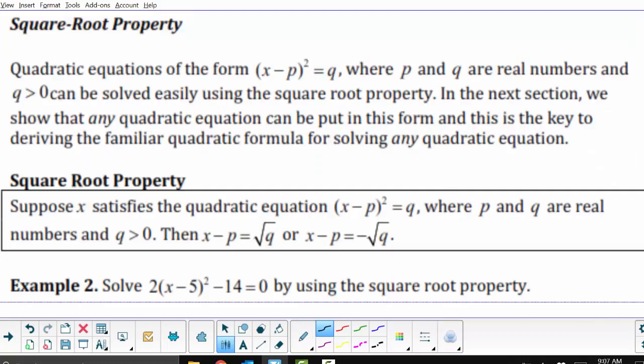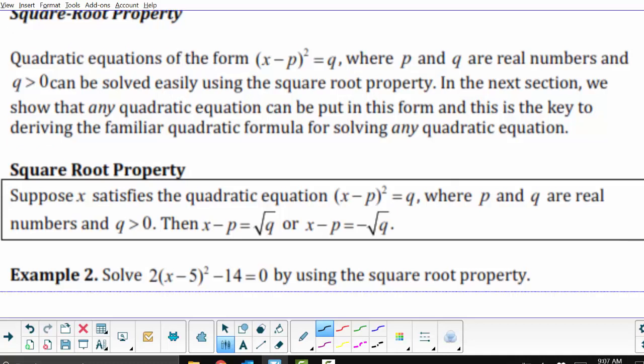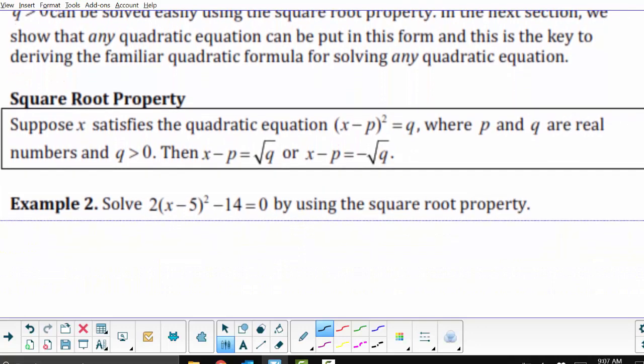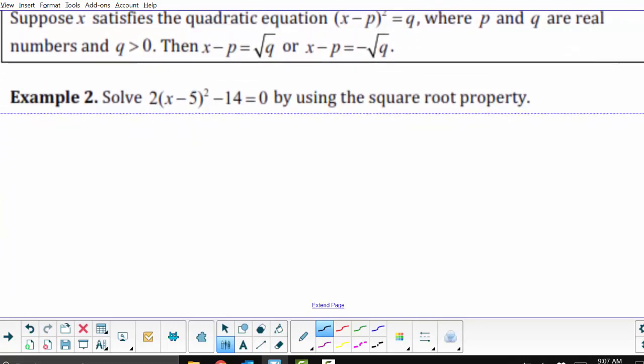The next method would be to use the square root property. You're going to use the square root property when you have something squared, like x minus p squared equals q. We would take the square root of both sides in that situation. Again, this one doesn't work all the time. This is only for certain types of problems. So we're going to go through and do it right here.